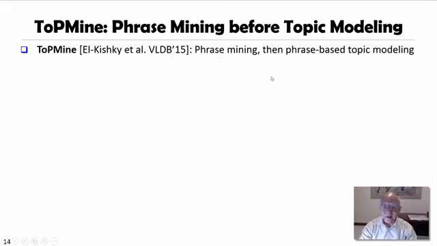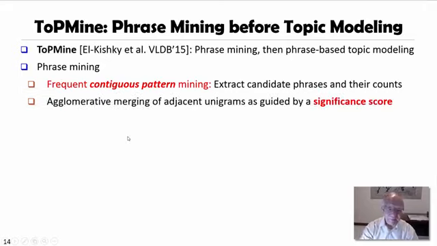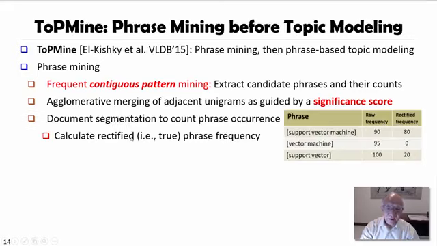First do phrase mining, then do phrase-based topic modeling. The phrase mining first mines frequent contiguous patterns, then we extract these candidate phrases and their counts. This method is very much like typical frequent pattern mining methods. Then we can agglomeratively merge adjacent unigrams guided by a significance score, which we are going to introduce a little later.